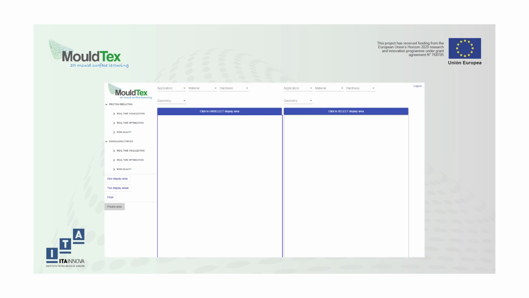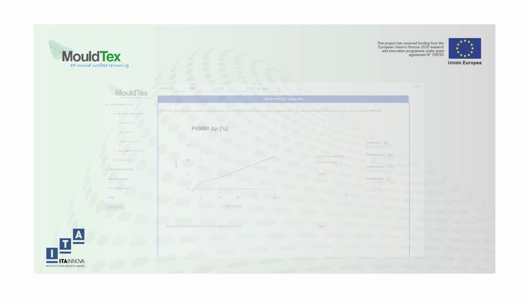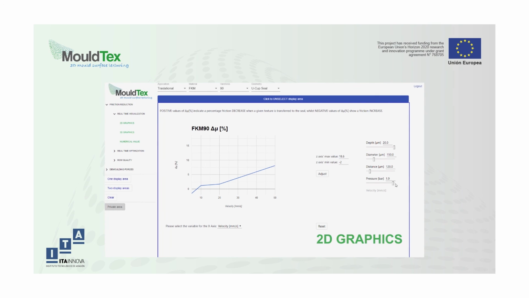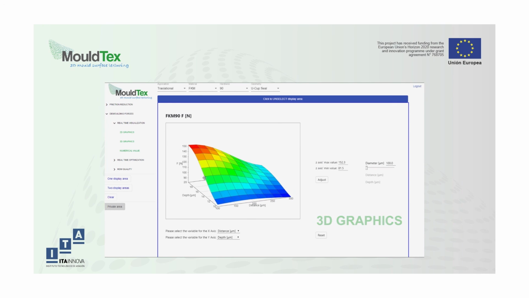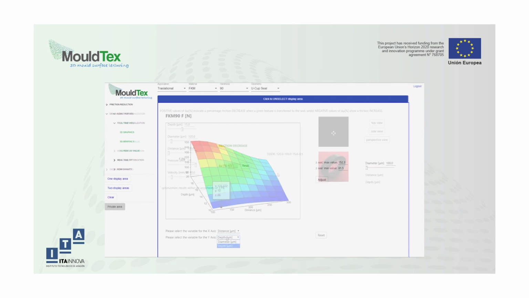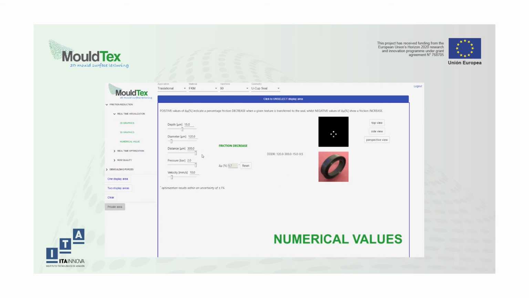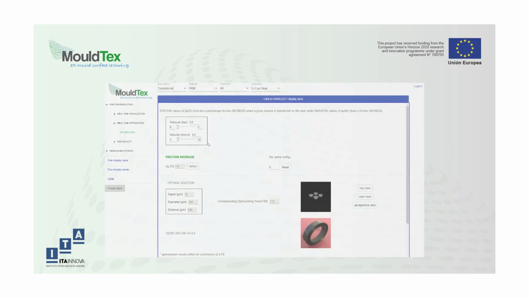The MouldTex optimizer integrates several modules: an area for the definition of the input parameters, a module for real-time friction reduction prediction, and a module for real-time demolding forces estimation. In all cases, the results can be visualized in different ways: through 2D or 3D graphics, or through plain numerical values. Moreover, an optimization module provides the optimum solution for your system, and a summary shows the quality of the computed reduced order model.